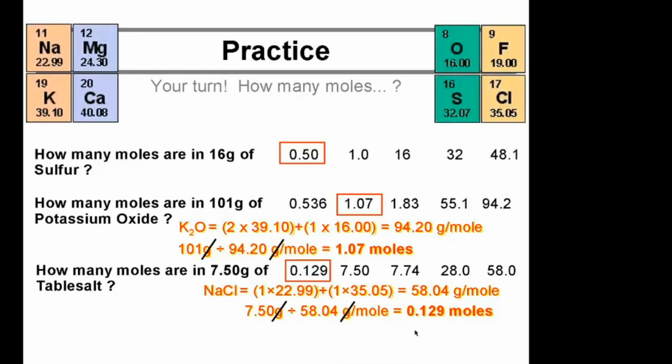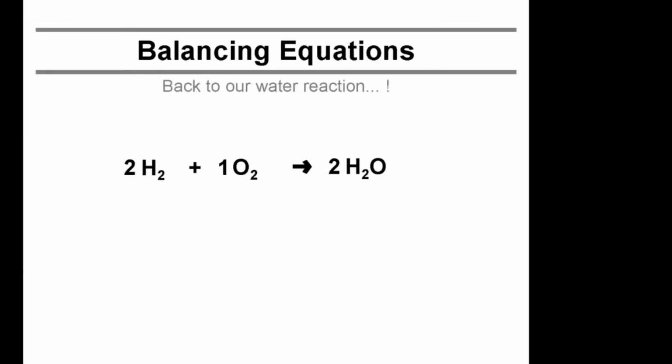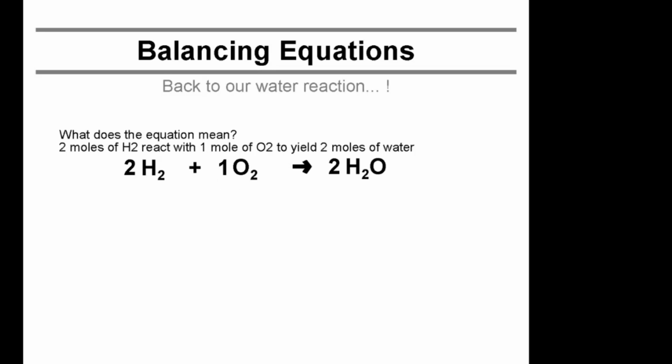And so good practice, kind of. Okay, I think I'm getting it. So we're really looking at the beans, the amount of blobs we have there. Okay. Let's go back to our water reaction. And let's figure out, what does this equation mean? Okay. So we have 2 moles of H2 react with 1 mole of O2 to yield 2 moles of water.